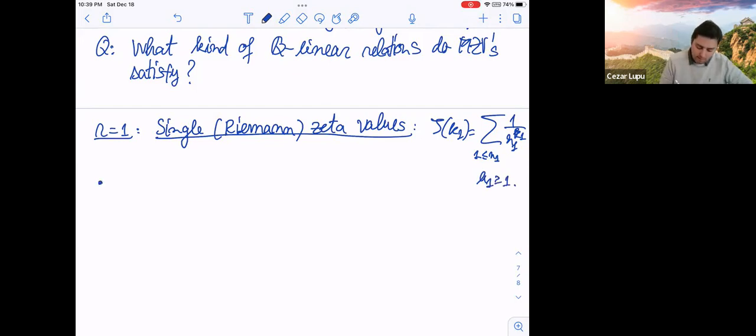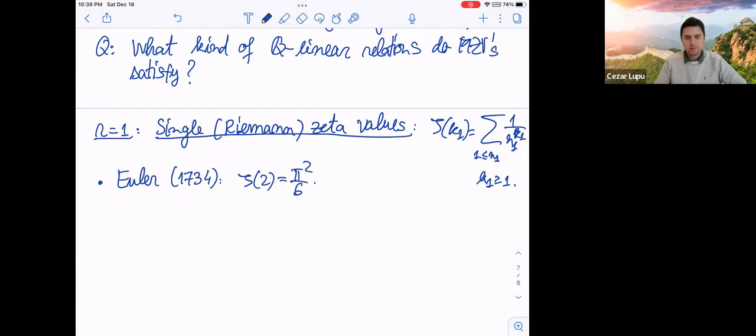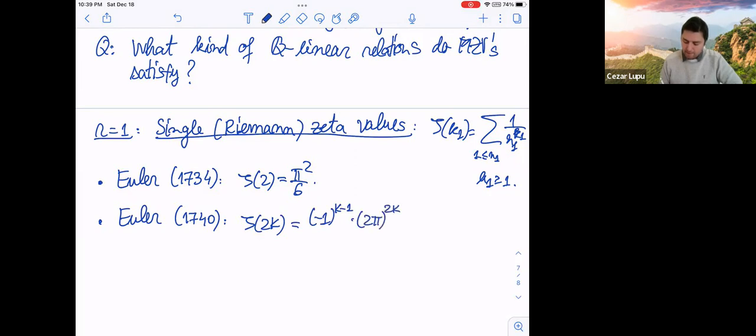Let me go back to Euler. This was 1734, where he proved that zeta of 2 is pi squared over 6. This was a huge result at that time. In fact, the same Euler generalized this in 1740, I think, to all positive even integers. So zeta of 2k, he expresses in terms of what we call the Bernoulli numbers. So this is negative 1 to the power k minus 1 times 2 pi to the 2k over 2 times 2k factorial times B2k. In any case, this is pi to the 2k times a rational number.